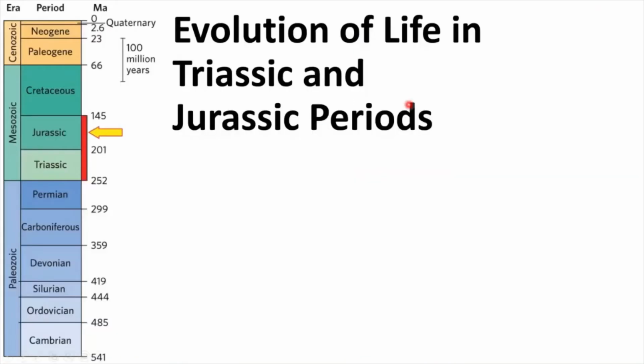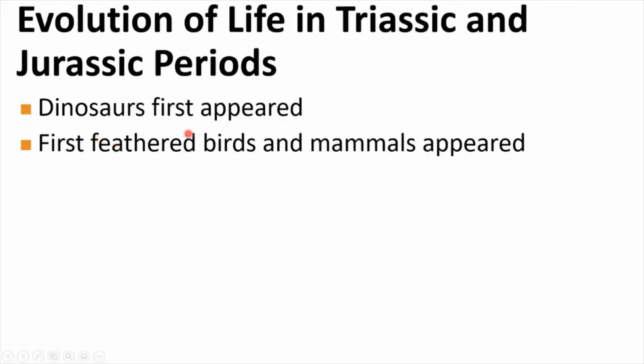Now, what did the evolution of life look like during the Triassic and Jurassic? Remember, this is our Mesozoic time, so the age of the dinosaurs or the reptiles. So our dinosaurs first appear. We have our first feathered birds and mammals appear.